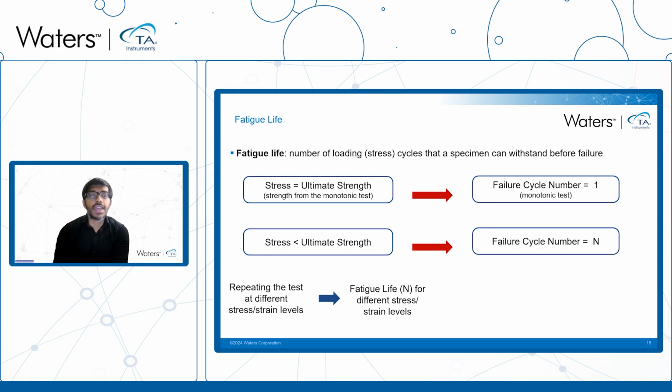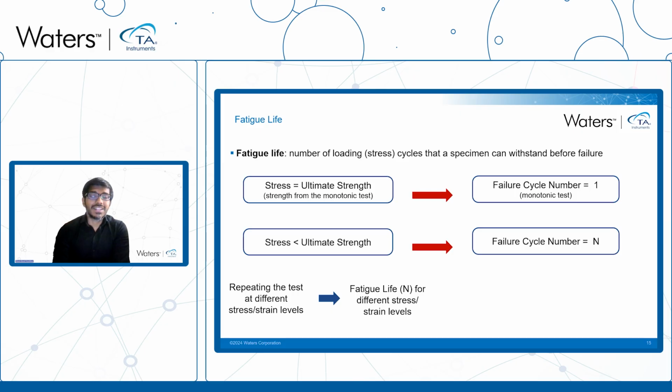So fatigue life is the number of loading stress cycles that a specimen can withstand before failure. Usually, if the applied stress is equal to ultimate stress, the material will survive only one cycle. But if the applied stress is below the ultimate strength of the material, it will survive a certain number N of cycles, which is the fatigue life of the sample or this material.